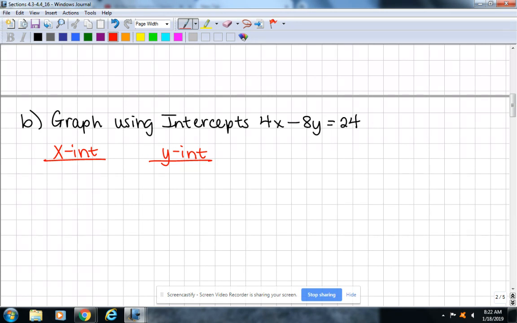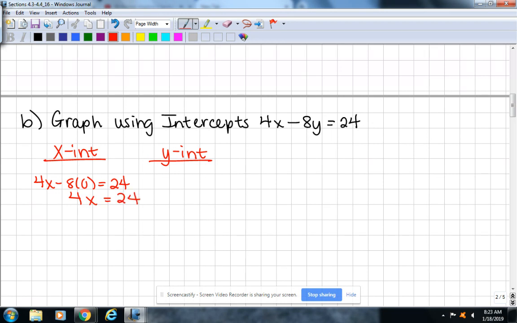How do we get an x-intercept? We put 0 in for y. If we're finding x, 0 goes for y. So I say 4x minus 8 times 0 equals 24. What's 8 times 0? And 4x minus 0 is just 4x, right?